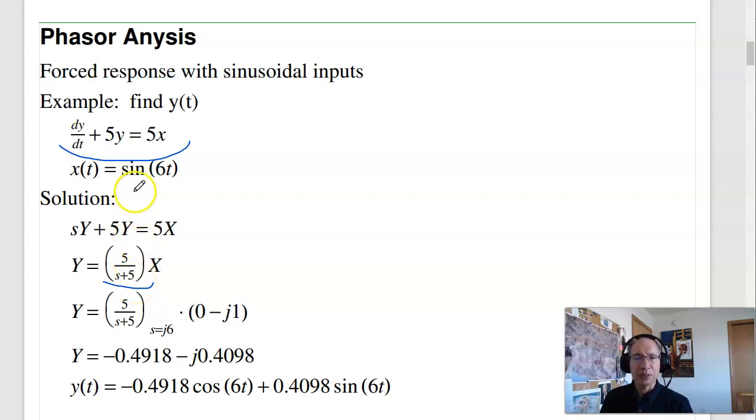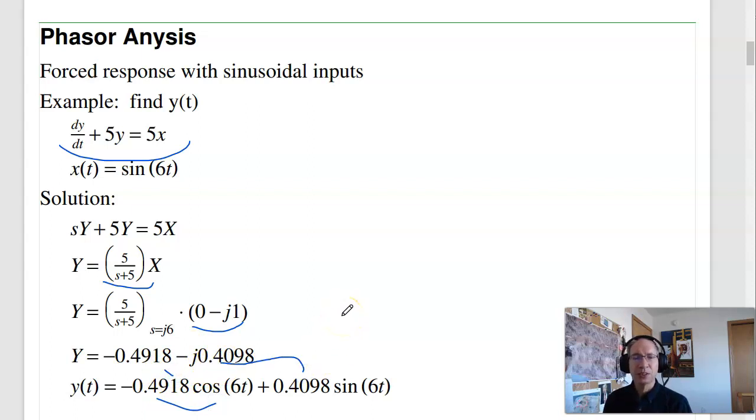For my input, the frequency s is j6, so analyze the filter at the frequency of the input, j6, multiply by the input. And in phasors, the real part is cosine, minus j is sine. So this is 0 cosine, 1 sine, 0 minus j1. Multiply them all together, I get a complex number. The real part means cosine, the complex part means minus sine.